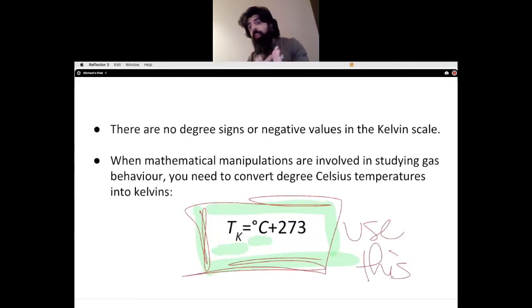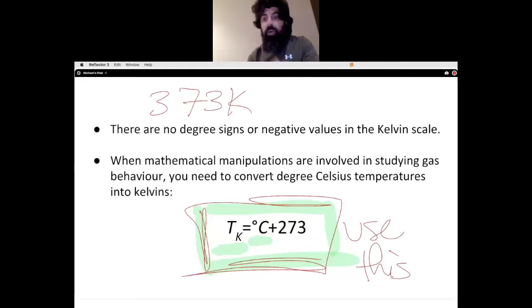I don't care if the question says give me the answer in degrees Celsius. You still convert to Kelvin to use the formulas, and then convert it back to degrees Celsius. So you take that Kelvin value, let's say it's 373 Kelvin, and you want to convert that to degrees Celsius. Well, you subtract 273, and that works out to 100 degrees Celsius.